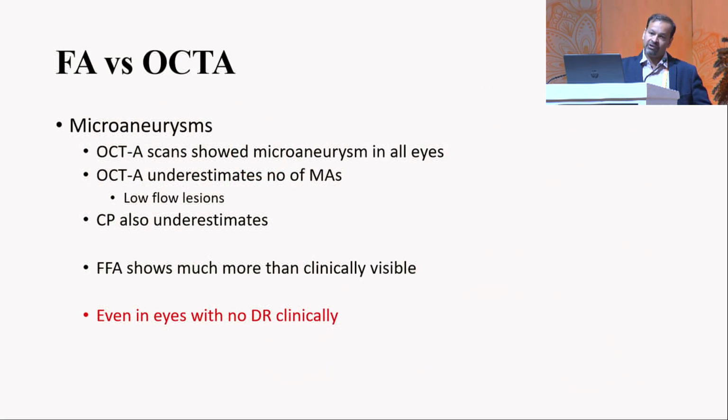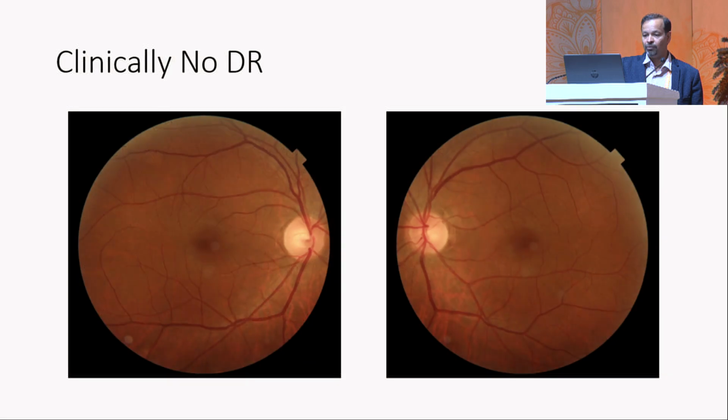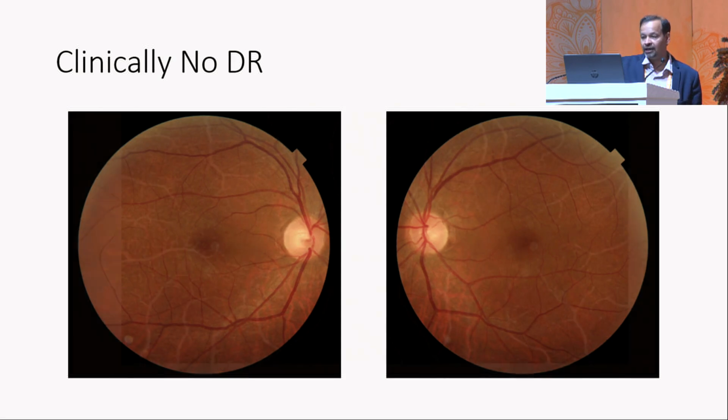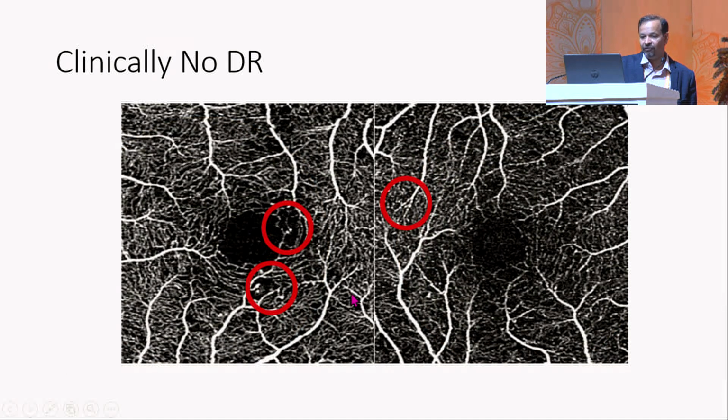So what was very different in this particular study is that even in eyes where there was no clinical diabetic retinopathy, we found that OCTA could detect some amount of microaneurysms. So this is a patient, you can see there is hardly any diabetic retinopathy which is visible on clinical photographs, but when we went on to do OCTA in these eyes, you can see there are distinctly visible microaneurysms, and thus signifying that what you can see on OCTA may not be visible on fundus fluorescein angiography.